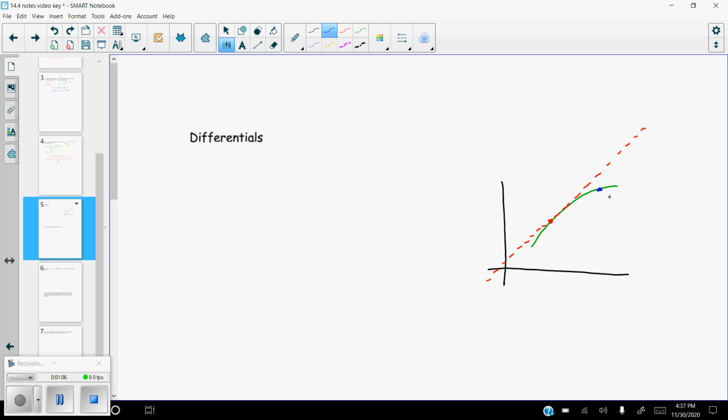This is, right here, this distance from basically right there to right there, that would actually be the actual change of y. The differential, however, is the distance from here up to right there. I think I made my bracket a little bit too big. So it's the change in y on the tangent line as opposed to the actual change in y on the curve. That's what's called the differential.